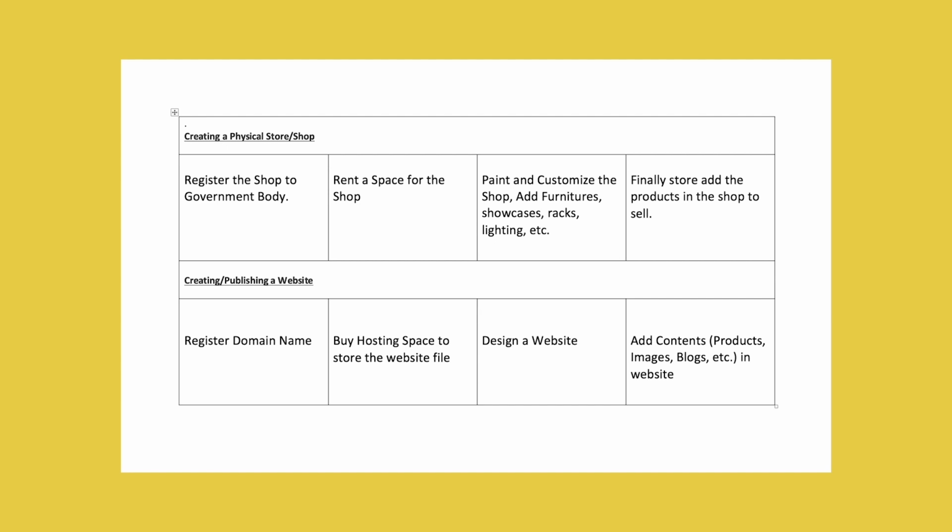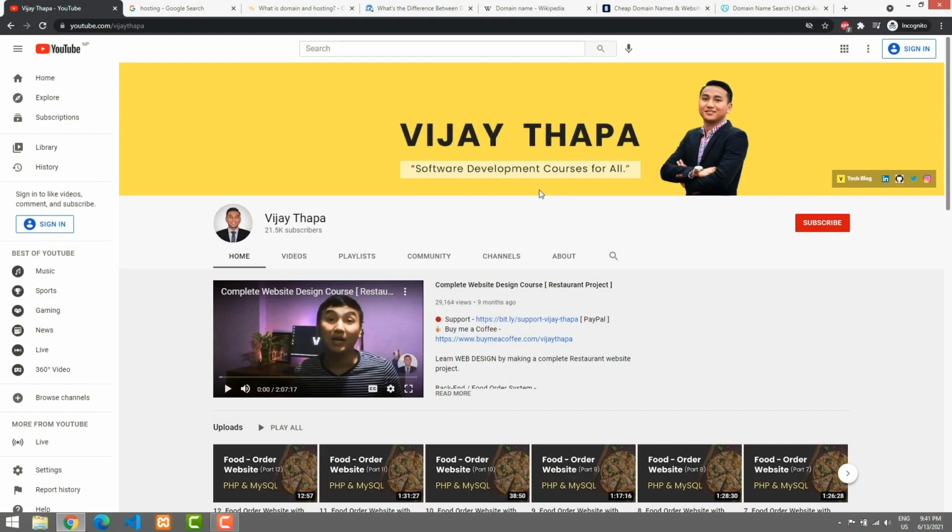And fourth is content creation, like you may have blogs, you may need to add products or categories, etc., that you want to sell, and those are equivalent to adding or showcasing your physical products like jewelries and clothes in your physical store. Okay, so this is domain, hosting and website development in general terms or in the real life example of a physical store.